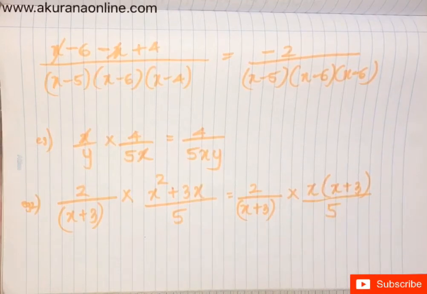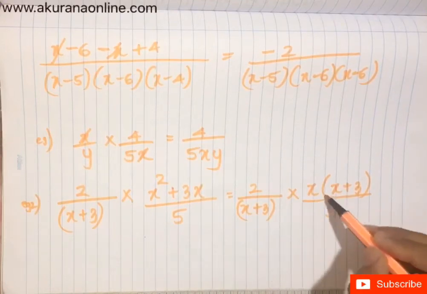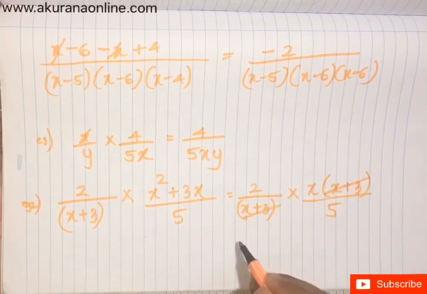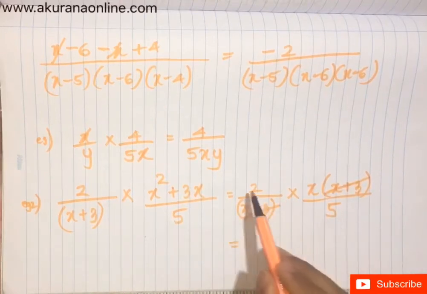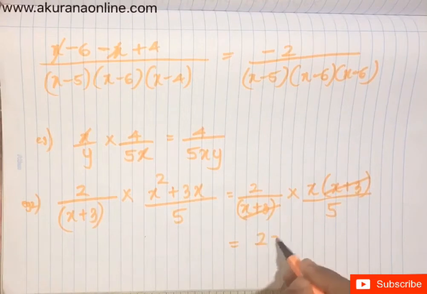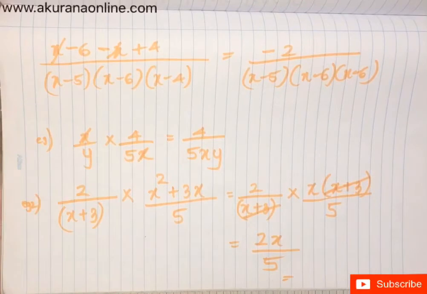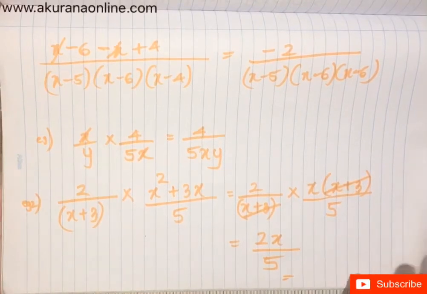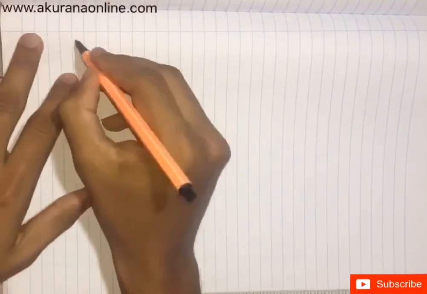Now consider the numerator and denominator. You can cancel this part off. Therefore finally you have 2 into x gives you 2x over 5. This is our final answer. Okay, this is about multiplying fractions. Are you clear? Okay. Now this is the main part, about division.